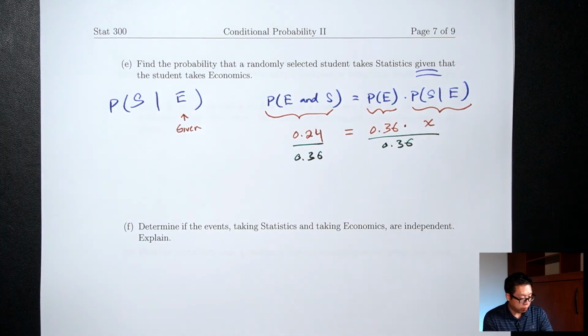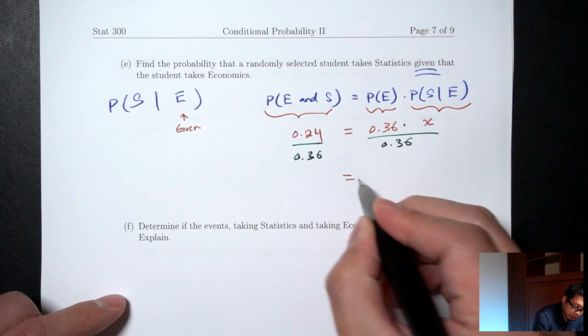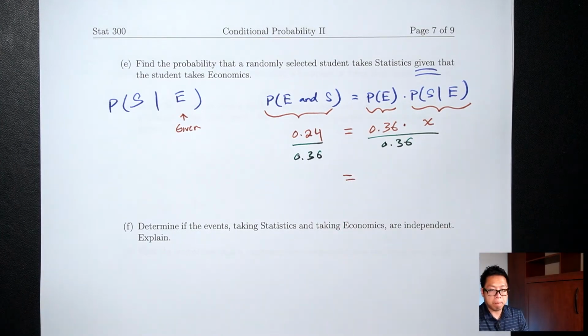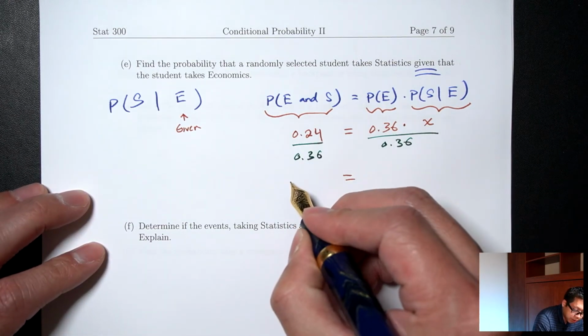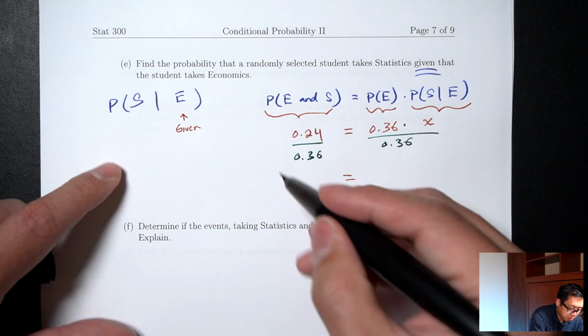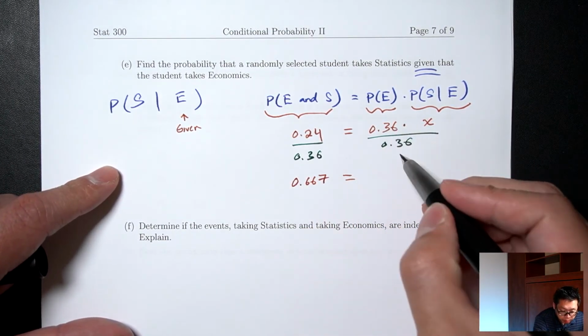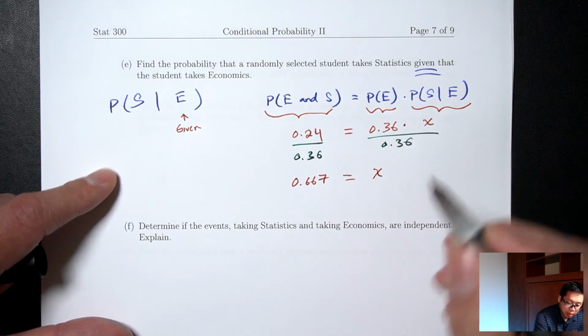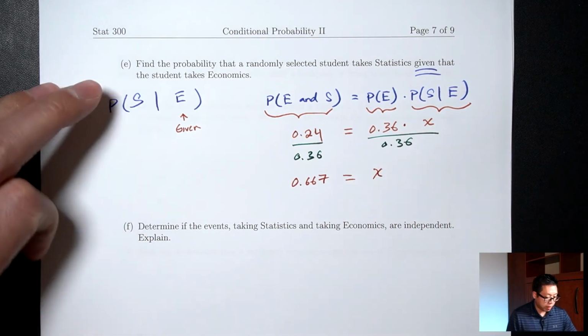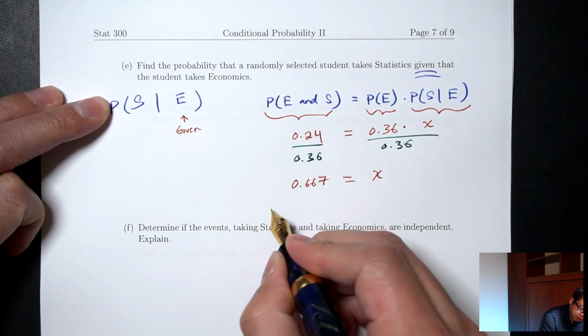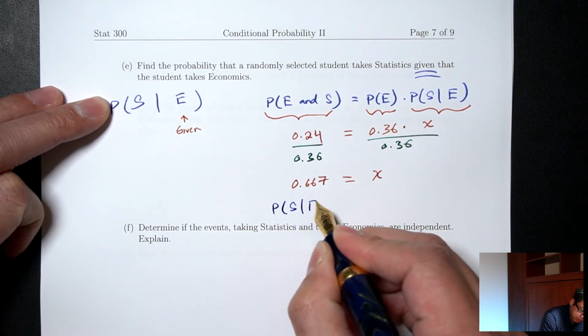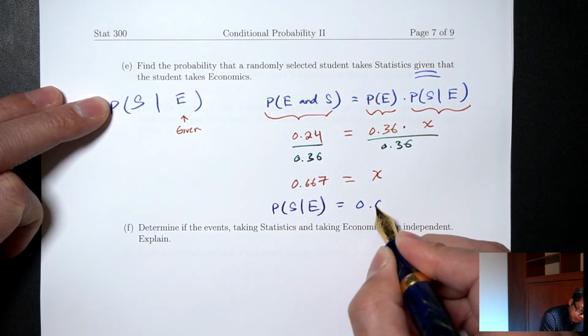Left side, 0.24 divided by 0.36. Round to 3 decimal places. This is 0.667, right in red. On the right side, 0.36 divided by 0.36 will cancel out, leaving just X. And that's our answer. So we just found probability of S given E is 0.667.